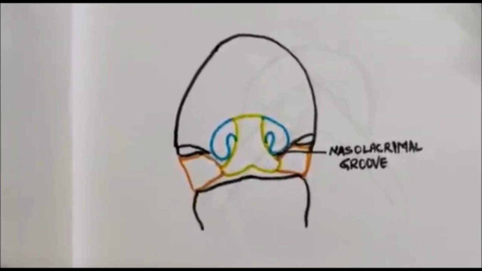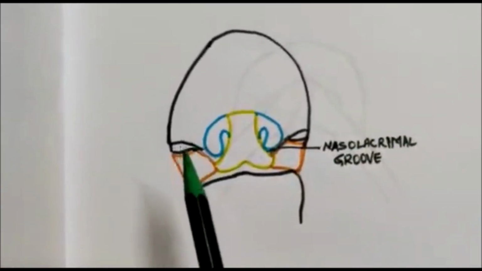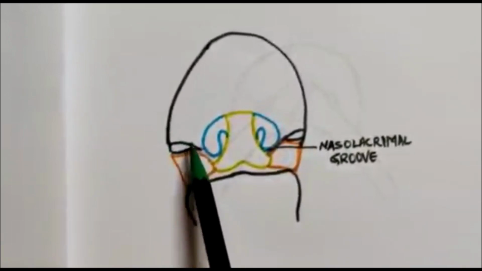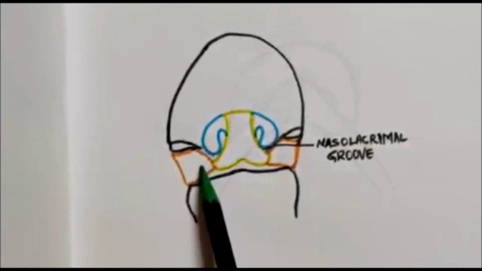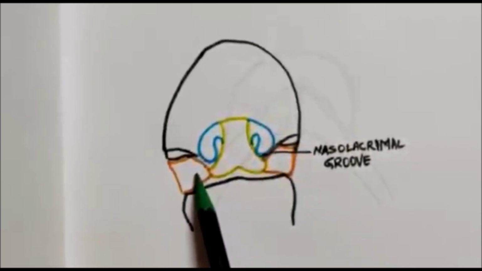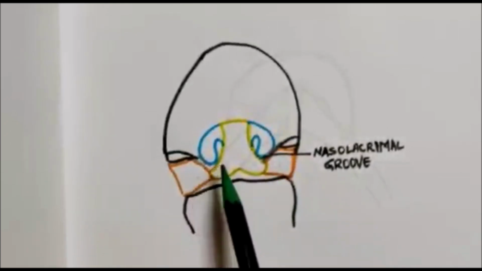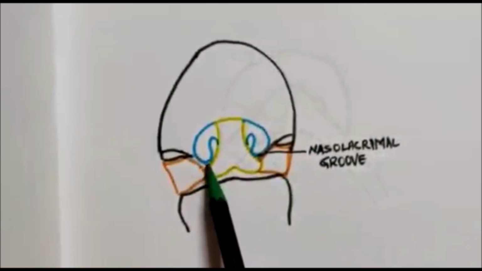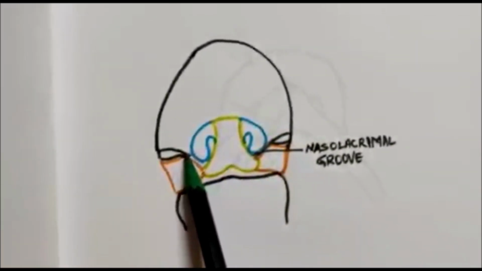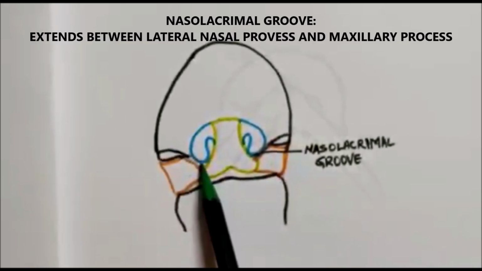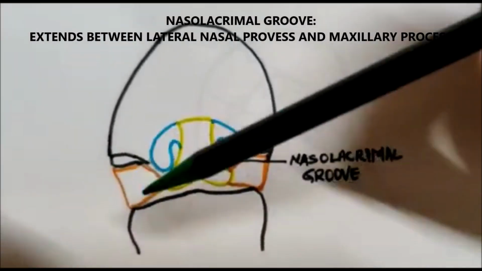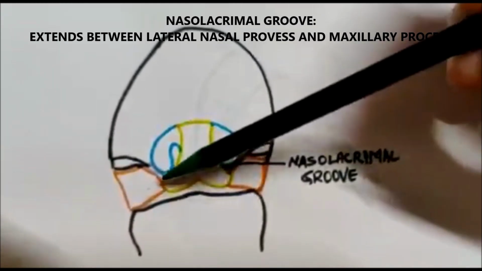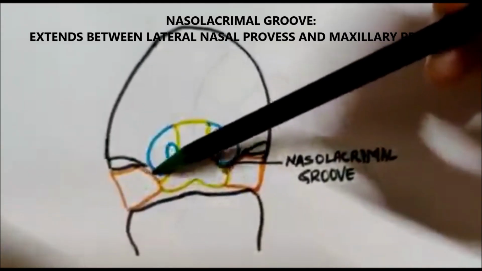So here in this particular diagram, we can see the developing eye, and the lateral nasal process has not fused with the maxillary process. So there is a groove left in between the two which extends up to the developing eye, and this is called the nasolacrimal groove. This nasolacrimal groove has ectoderm in this depressed area.